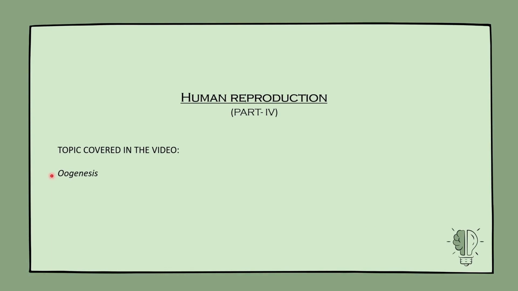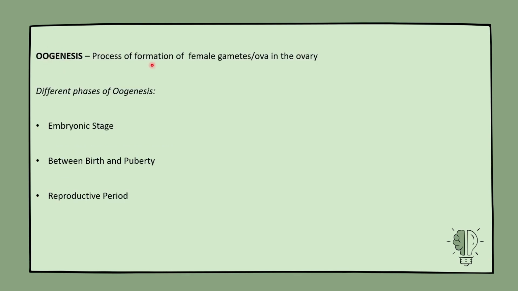This is part 4 of the chapter Human Reproduction, wherein you will be learning about the process of oogenesis. For better understanding, please do watch the previous videos. Without further ado, let's begin with the topic.